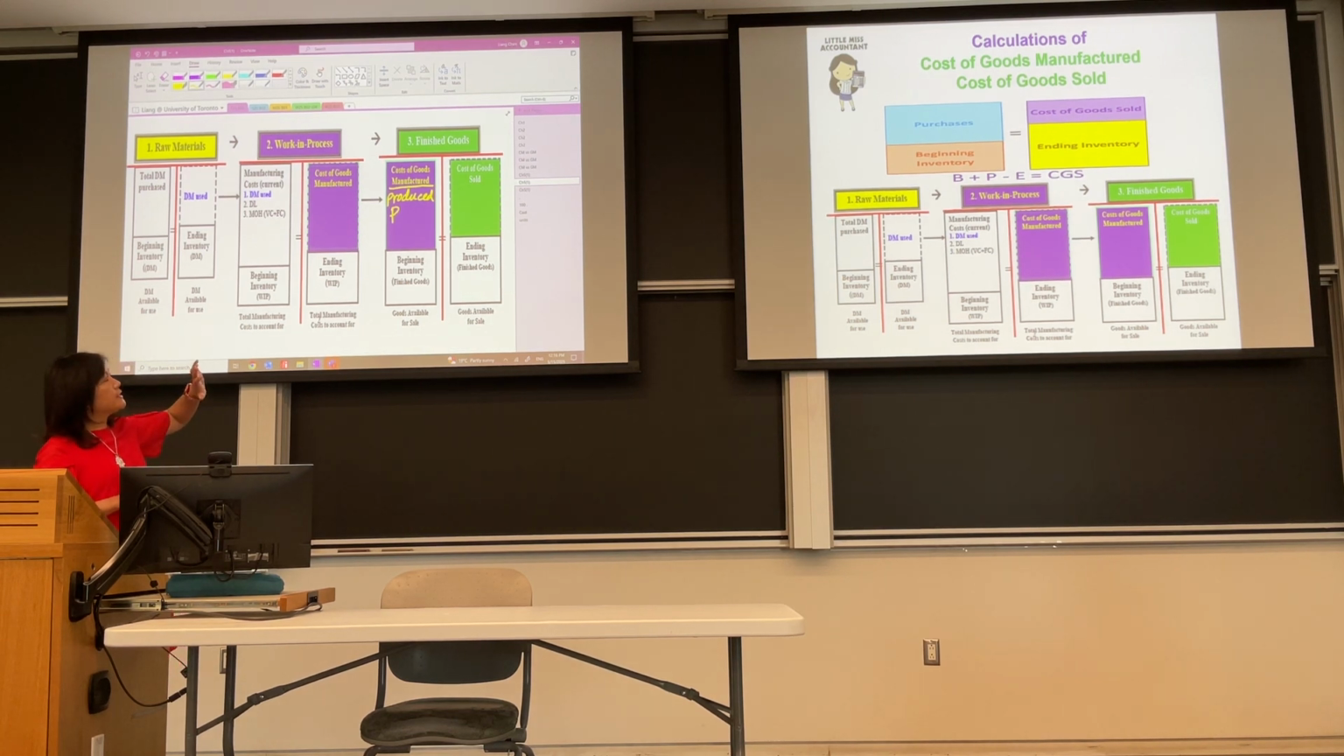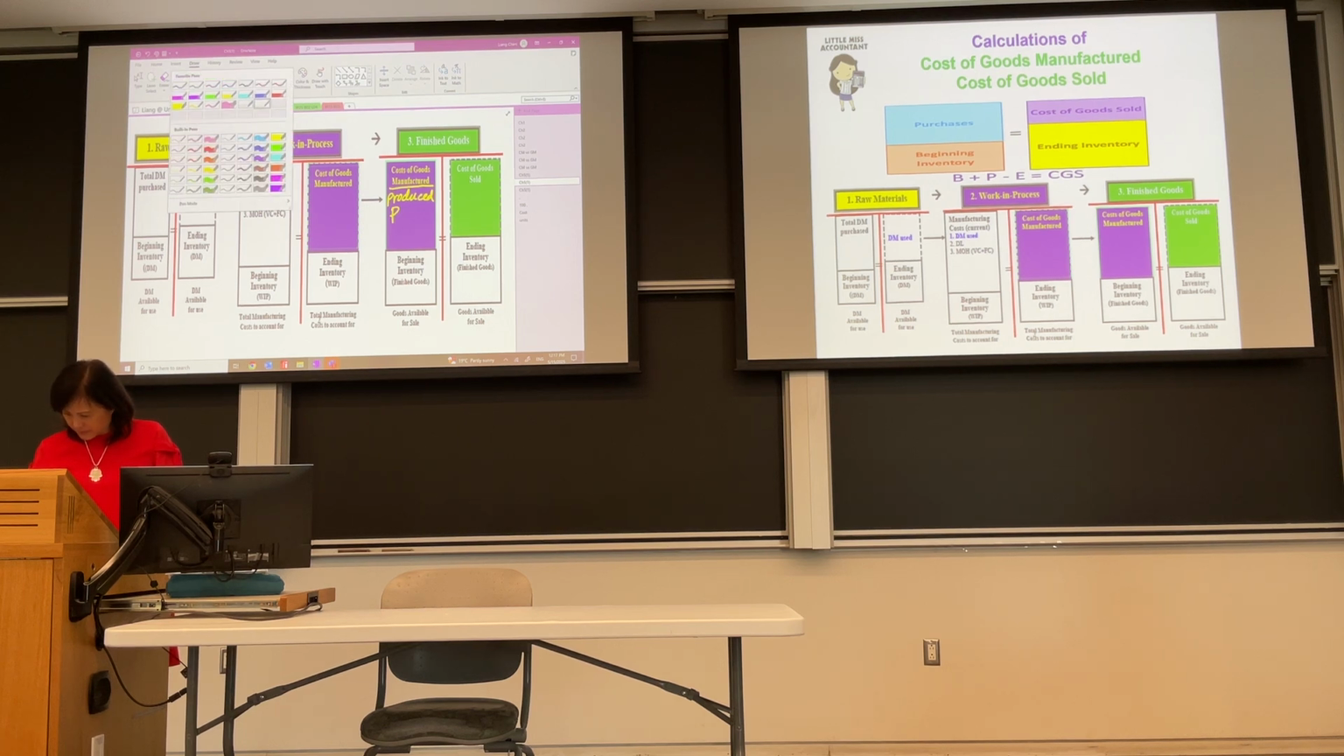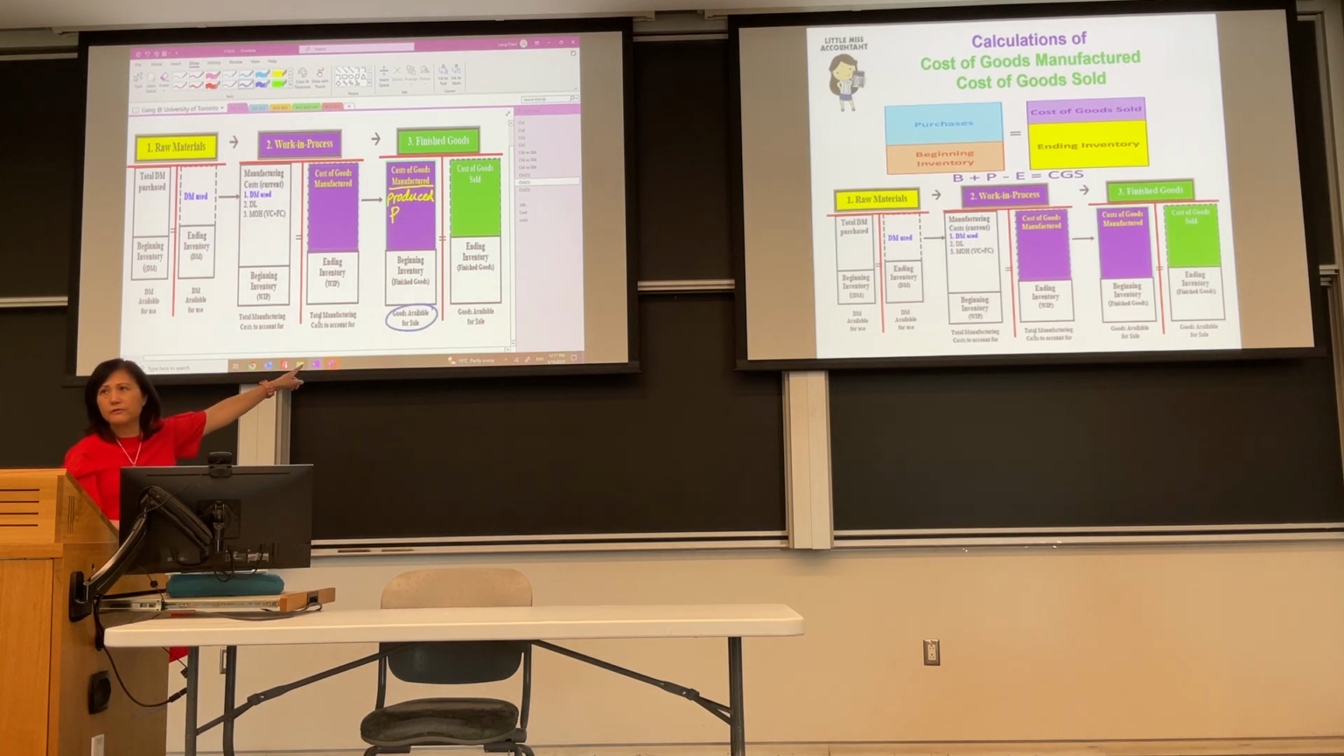So finished goods, already finished, packaged, ready to be sold. Whatever leftover not sold, you add additional produced, not purchased, but you produce everything available for sale. This is goods available for sale. Everything available for sale, minus the sold. Sold, go out. You have leftover in the inventory. Okay, so this is finished goods.